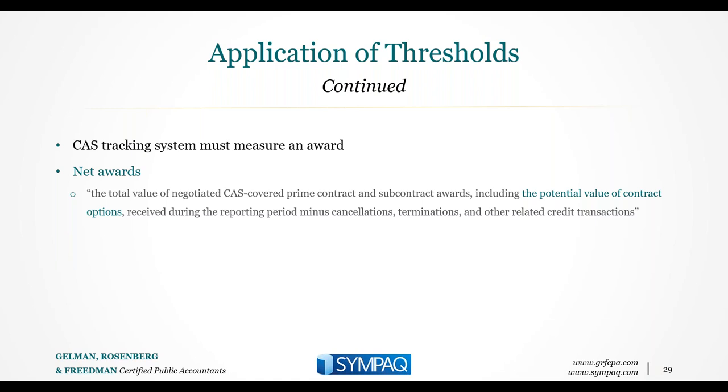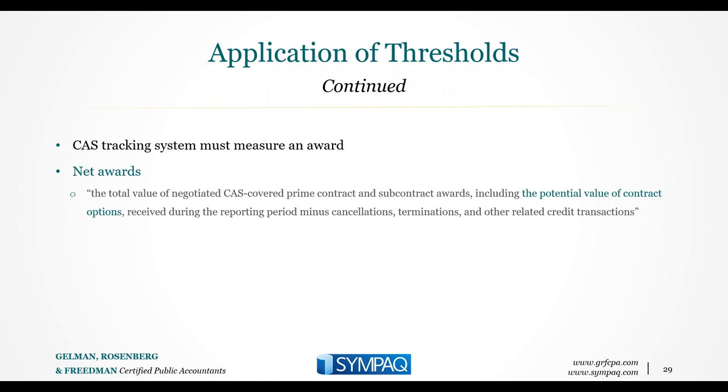If you're primarily fixed price and you're not in the cost world, then this may not be as important. It also talks about net awards: the total value of a negotiated CAS contract, prime or subaward, including the potential value of contract options received during the reporting period, minus cancellations, terminations, and other credit transactions. So what this is saying is, at the time you get this award, if they say it's going to be a five-year award and you priced it out for five years, then that's the value it's going to be. It's not the first year, it's all of them. So we're going to give this question to our most esteemed Steve here: what do you do with an IDIQ that has a minimum value of $100,000? How do you do that with a negotiated contract?